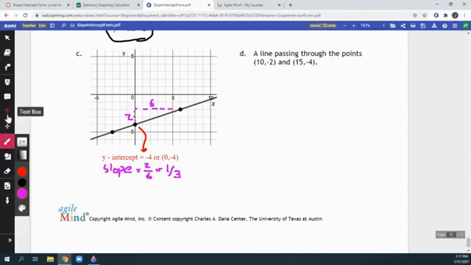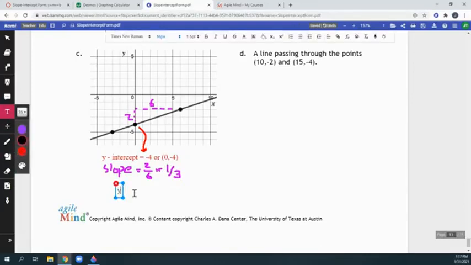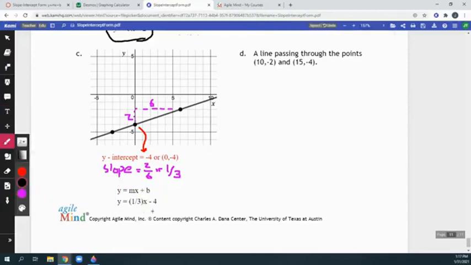Okay, so if I'm going to do this, it's going to be y equals mx plus b, which when I put in the numbers is going to be y equals, m is my slope, so that's 1/3. I'll put parentheses around it so it's very clear. That's my m, plus or minus 4. And there we go. Answer. Done did it.